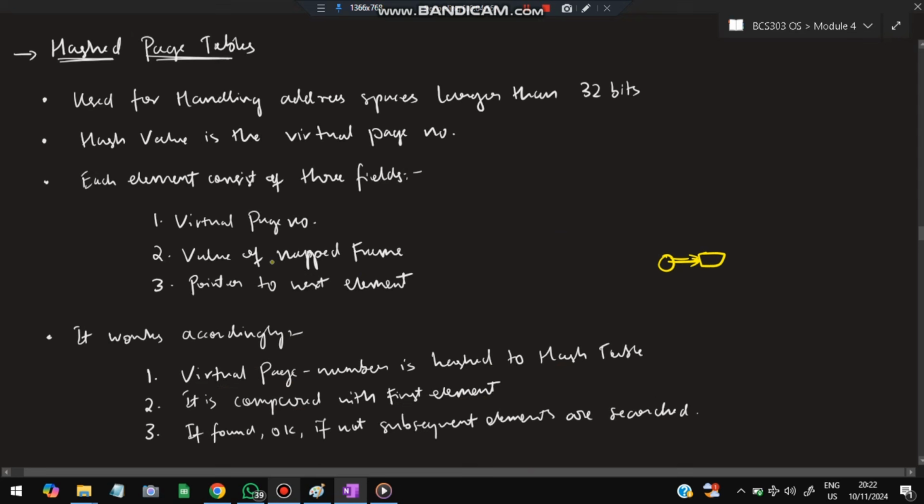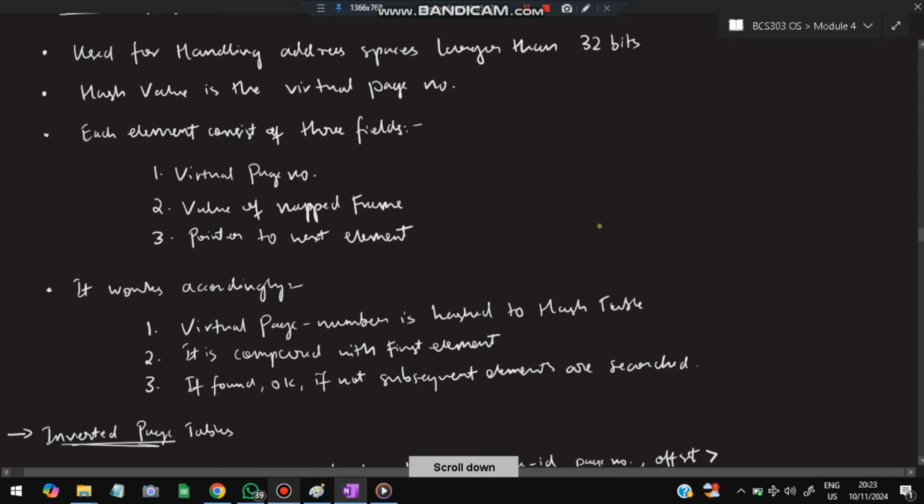The third data type points to the next element. If the first element is not it, it will point to another element, which we will check. If it is not that, it might point to the third element, and we go till the end. If we don't get it, it is not present inside the table. If we get it, we return that. This is how it works.